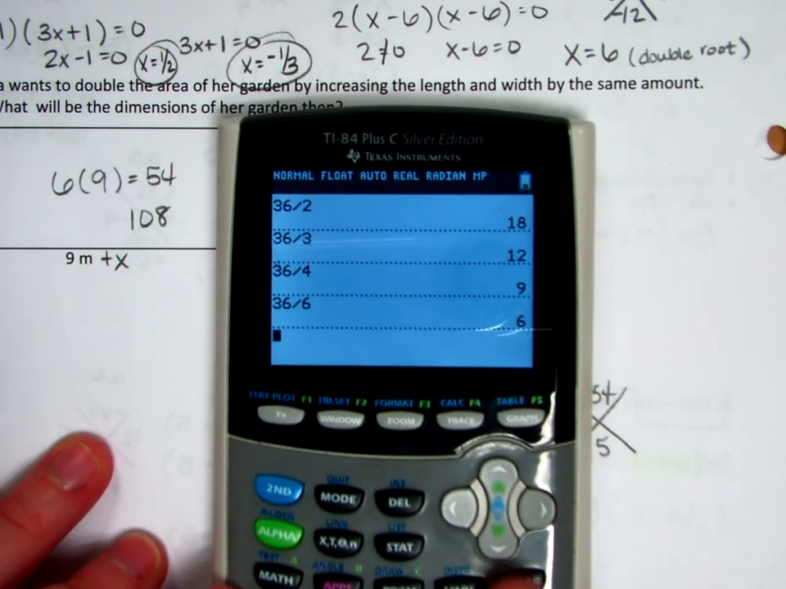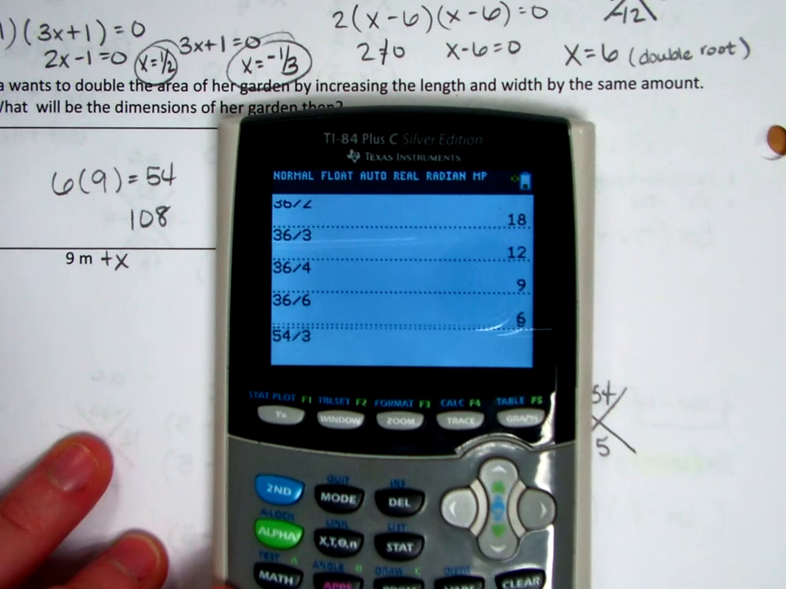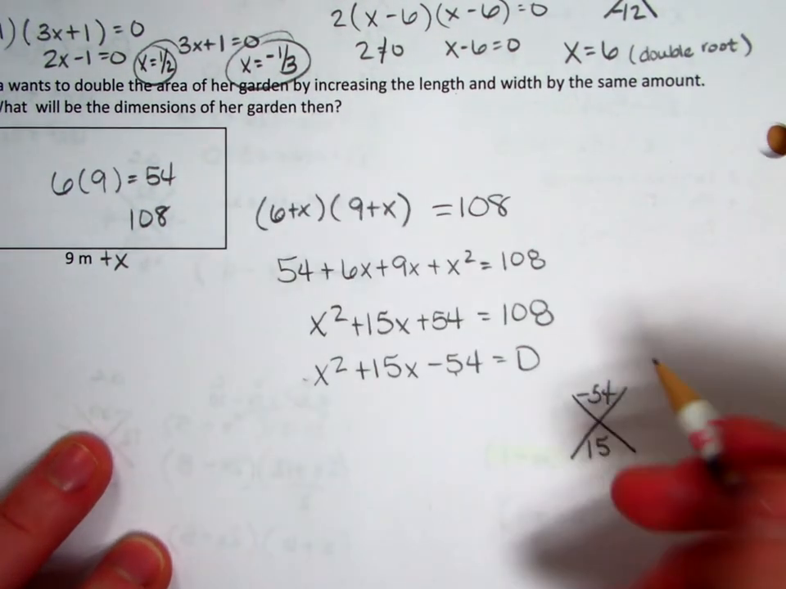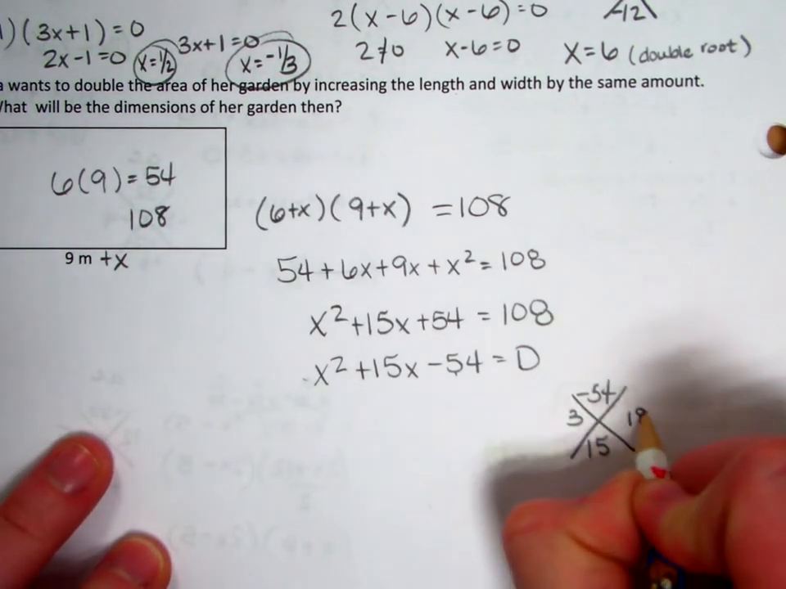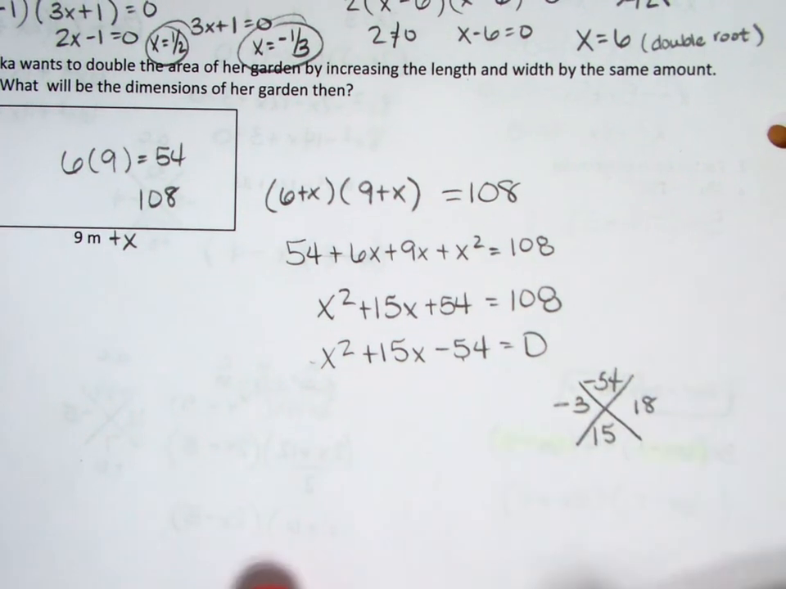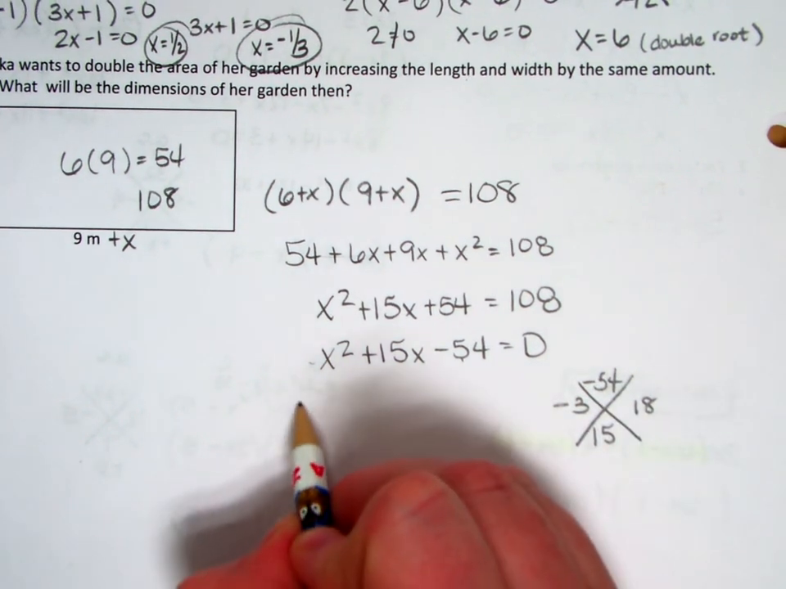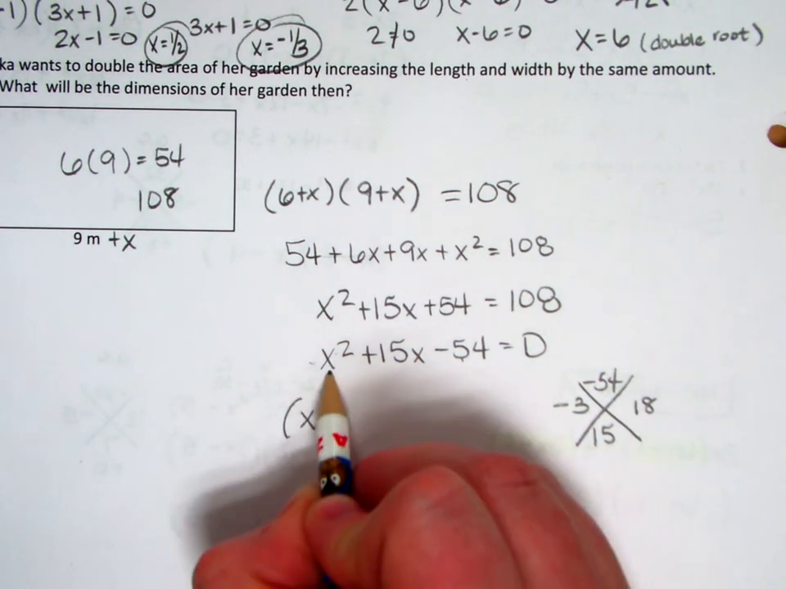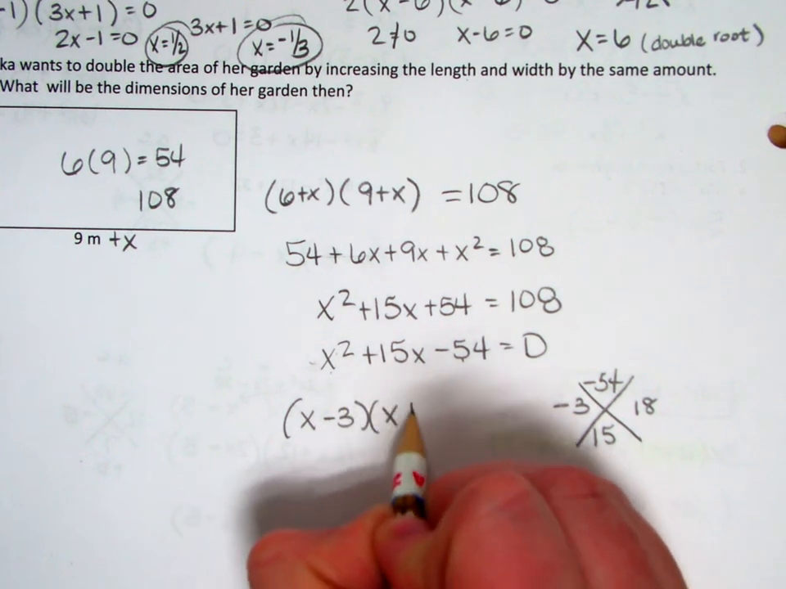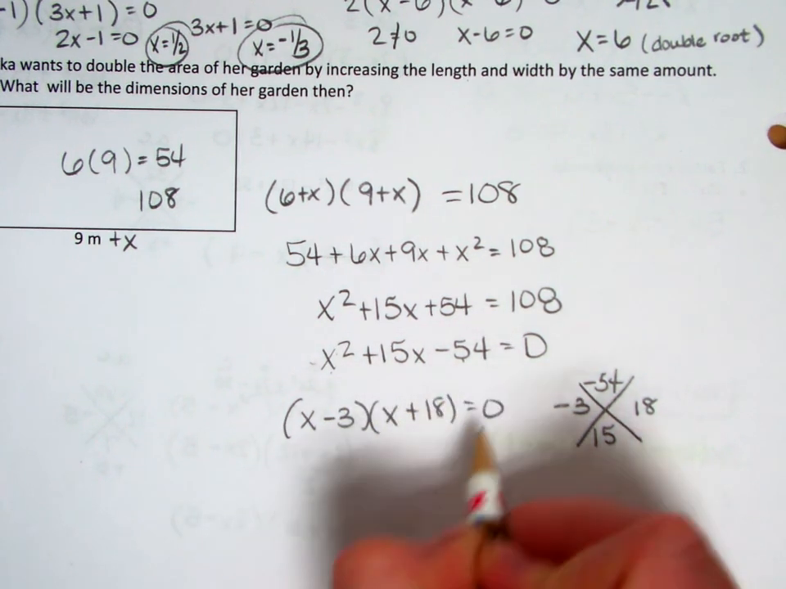54 divided by 3 is 18. And I just totally guessed right on that one. So 3 and 18 get me 15. 3 and 18. In order to get a positive 15, I need to have a negative. So when I solve this, x has a factor of 1 in front of it, so it's just an x minus 3. X plus 18 equals 0.